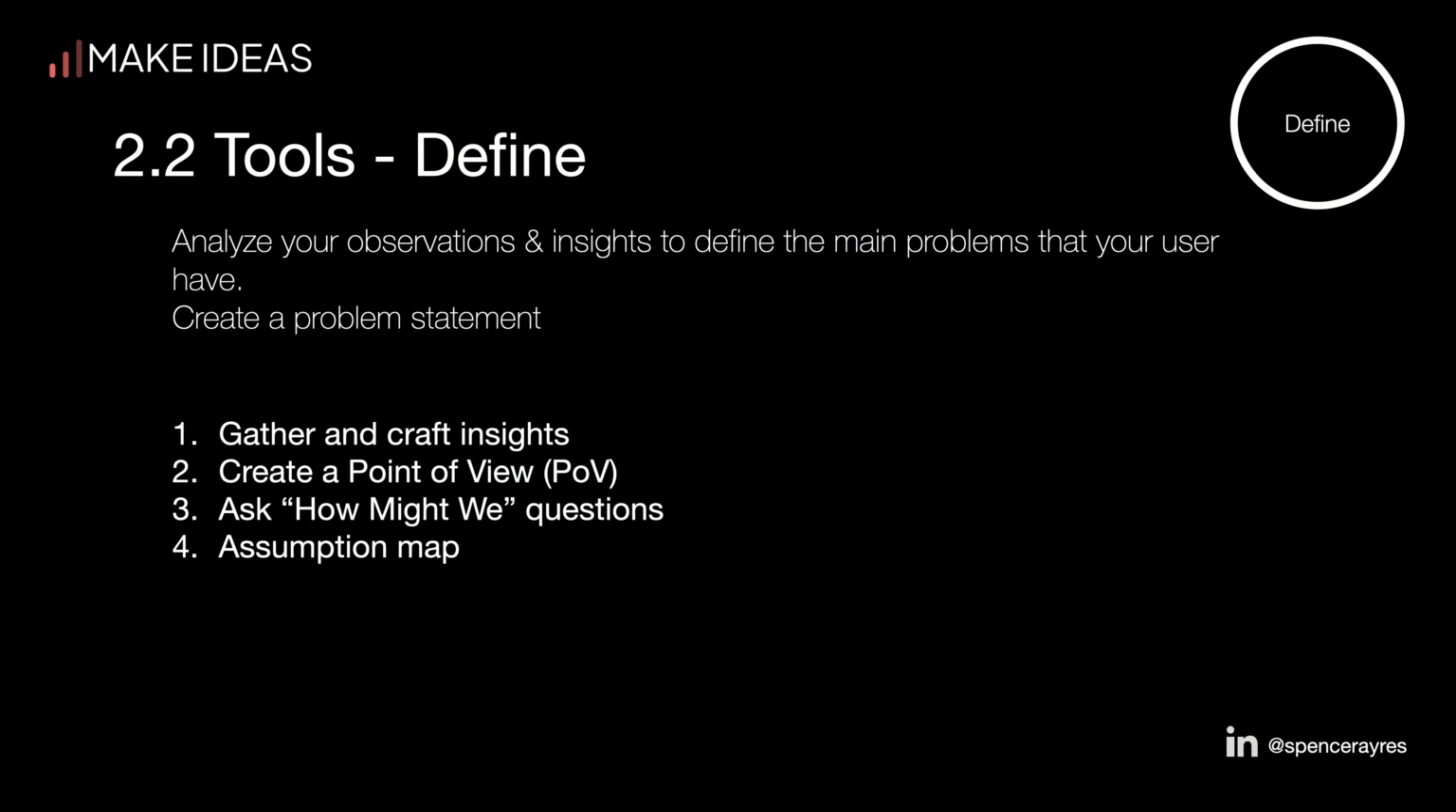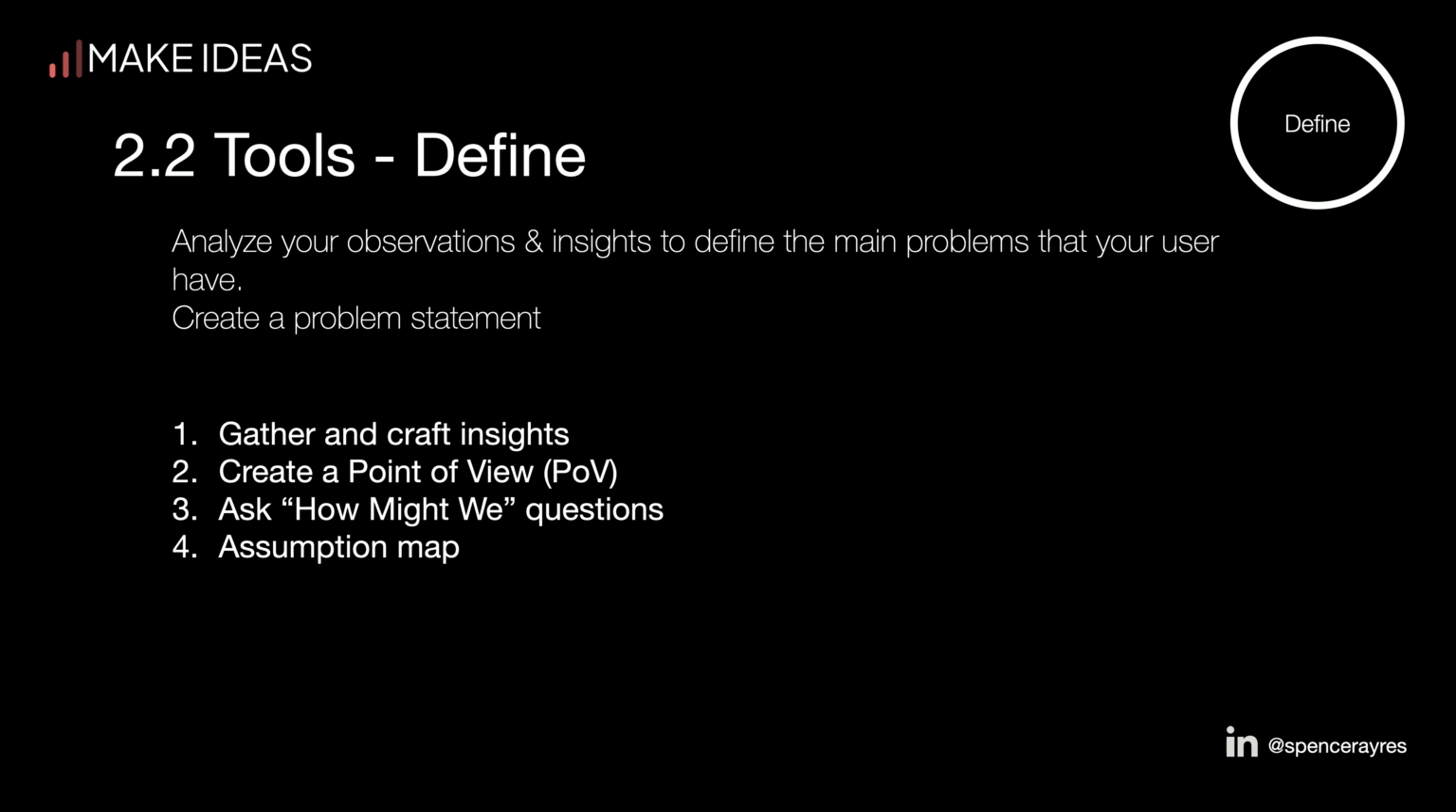What is it that you see? How do you see things going? How do you see that world? The third one is the one that I'm going to talk about a little bit more. And of course, number 4 of assumption mapping. Not of course, but it is really important. Ask how might we questions.